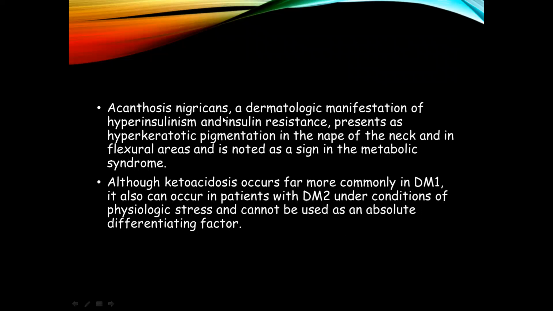So acanthosis nigricans, this is a dermatologic manifestation of hyperinsulinism and insulin resistance. This presents as hyperkeratotic pigmentation in the nape of the neck and in flexural areas, and is noted as a sign in the metabolic syndrome. Although ketoacidosis occurs far more commonly in type 1 diabetes, it can also occur in patients with type 2 diabetes under conditions of physiologic stress and cannot be used as an absolute differentiating factor.